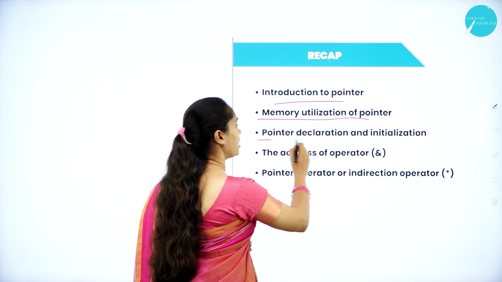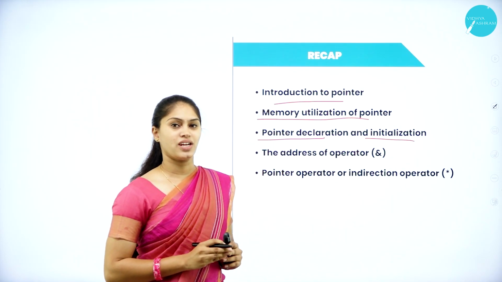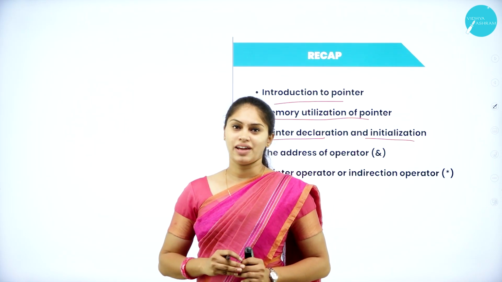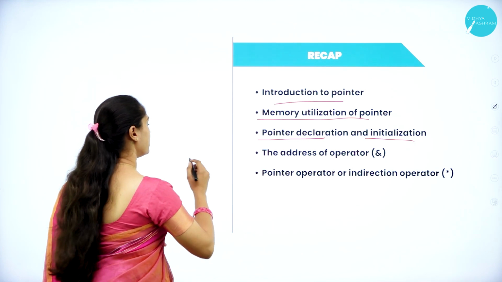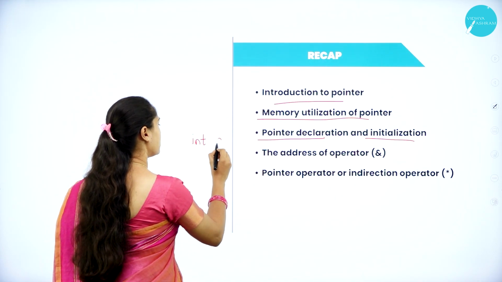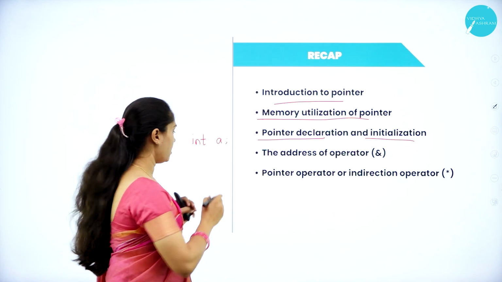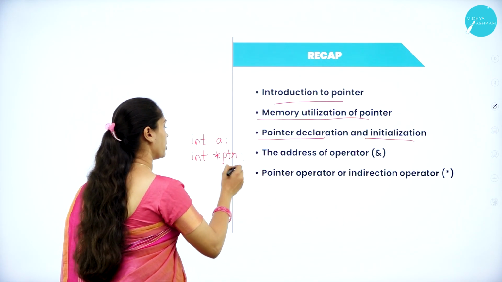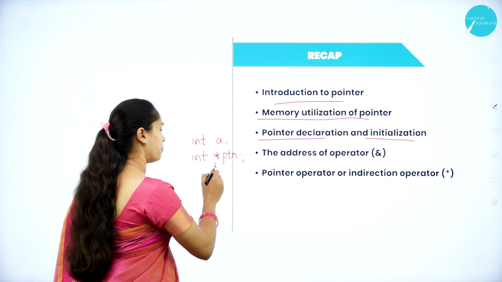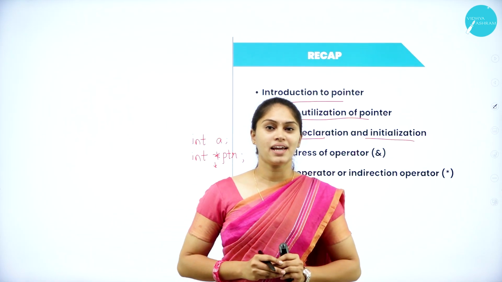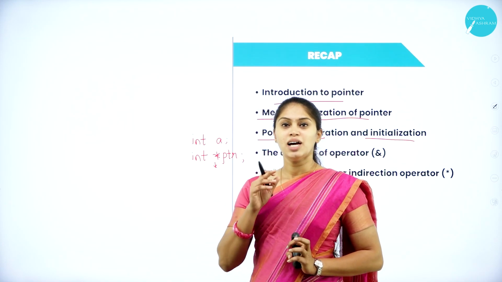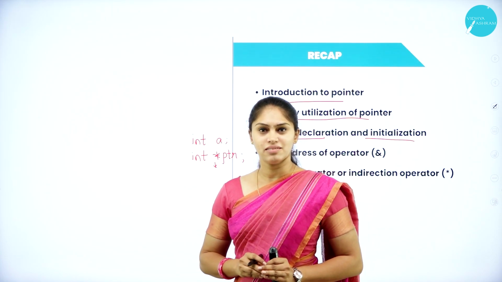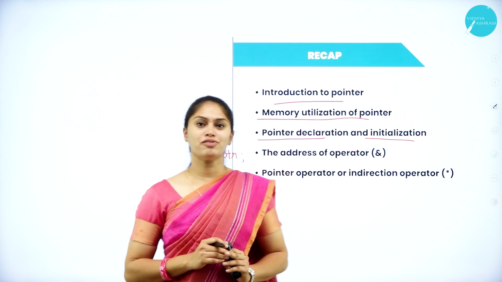After that, I declared a pointer along with initialization. So we learnt how to declare a pointer and how to initialize the pointer variable. For that purpose, first I need to take one variable. So let me consider int a, and I am going to declare one pointer variable, that is PTR, with the star operator. That indicates I am taking a pointer variable. What is the usage of this pointer variable? It will hold the address of another variable.